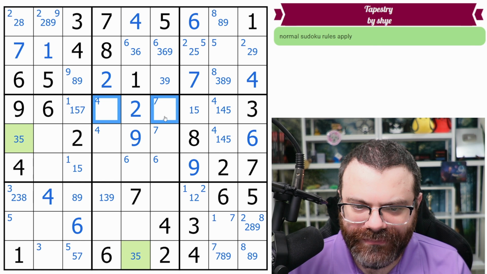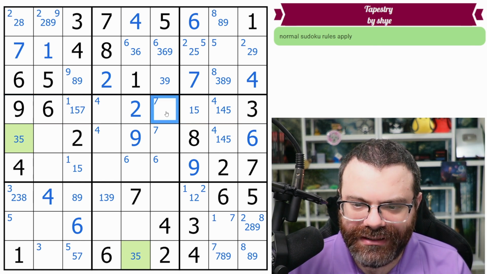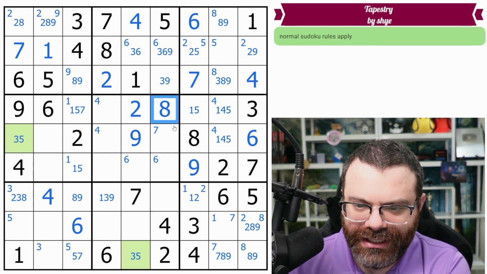Wait, I missed something. 8. So we need an 8 in this row. Yes, this row needs an 8, and it can only go here. That's nice. Okay, so that's an 8. That puts an 8 here.